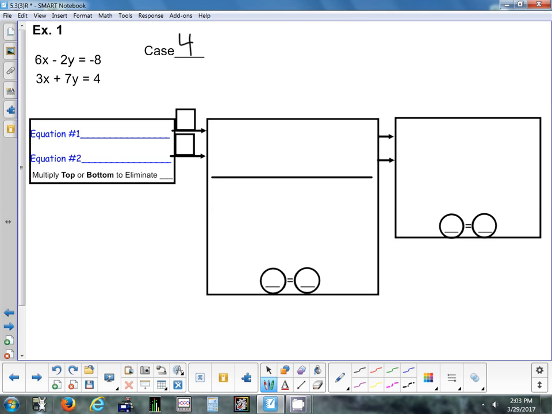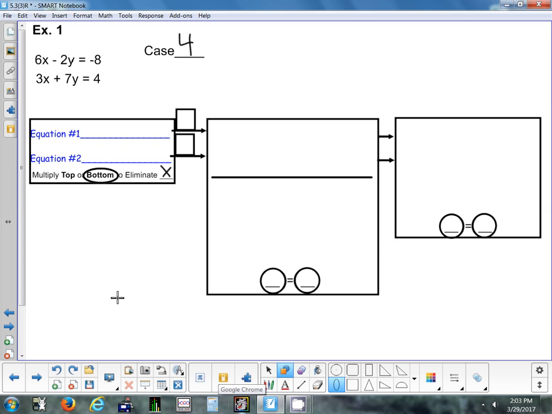Which variable are we going to eliminate? X or Y? X. Good. Are we going to multiply in the top or in the bottom? Which one has the smaller number for x's? The bottom one. So we're going to multiply the bottom to eliminate x.